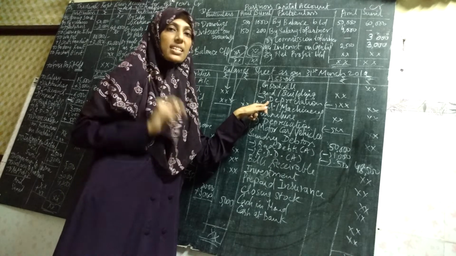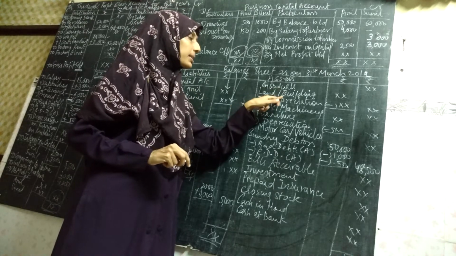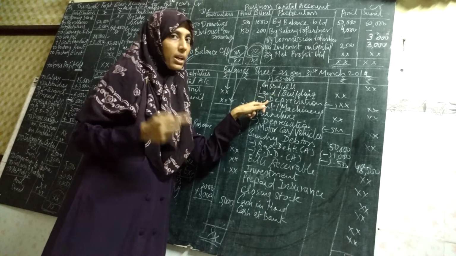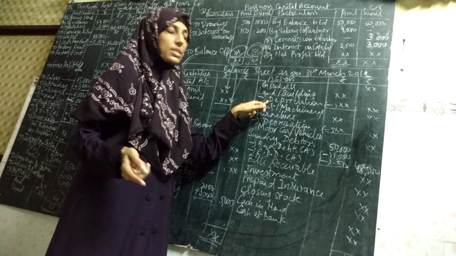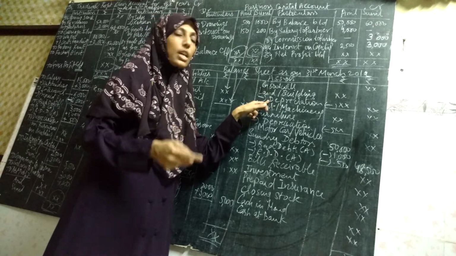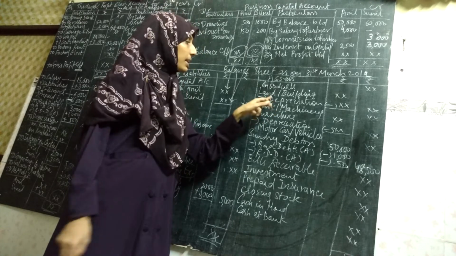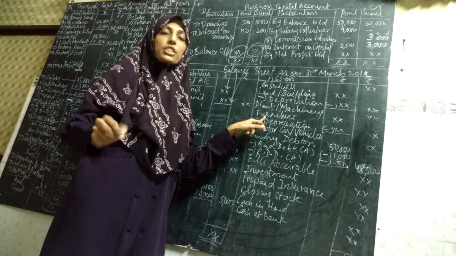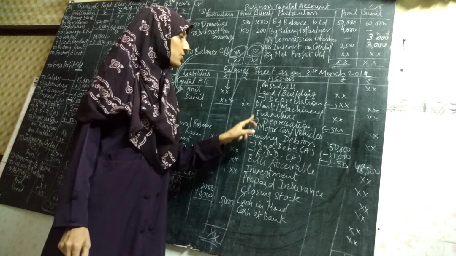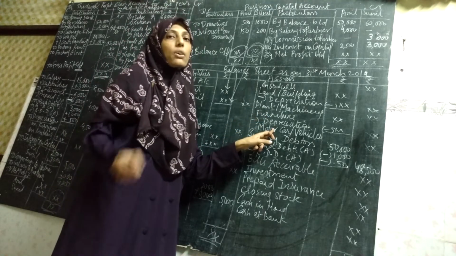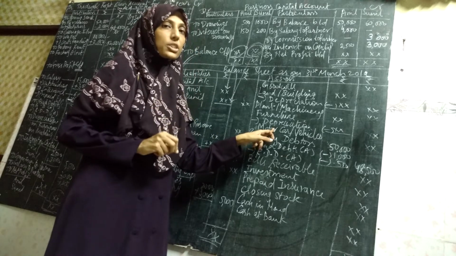Depreciation is given in the adjustment. So what are we going to do? Land and building minus depreciation. It is asked in the question to depreciate land and building by 5%, so we'll write minus depreciation. Likewise, furniture: depreciate furniture by 10%. It is given in the adjustment, so we'll write minus depreciation. And we will calculate how much the 10% depreciation comes to.